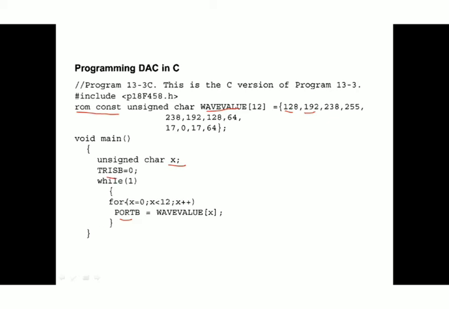Next, they are using a for loop in order to send all these 12 values to port B. Whenever 128 is sent, 128 in decimal equals 80 in hexadecimal, isn't it? Correct? So 128 decimal, if you convert it to hexadecimal, becomes 80. Then like that this is 192, and 255 is FF. So when the value is 80, you get an output of 0.5 milliampere, and when it is FF, you get 1 milliampere.